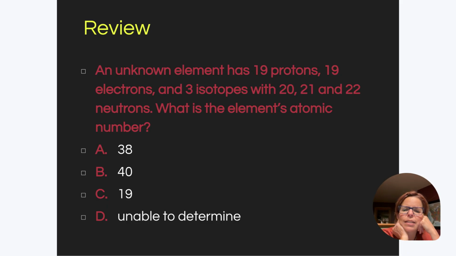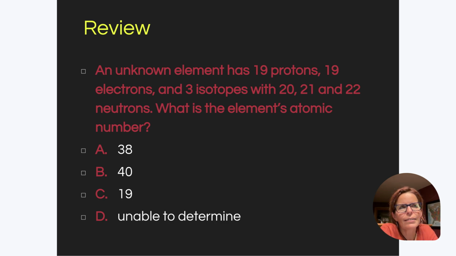And it has 3 isotopes with 20, 21, and 22 neutrons. To calculate the mass of each one, we would do the protons plus the neutrons. So 19 plus 20 gives a mass number of 39 for that isotope. Or 19 plus 21, the mass number would be 40. So 39 is the first one, 40 is the second one, and 41 is the third one. My brain, it's too hard. Anyway, those are the mass numbers.